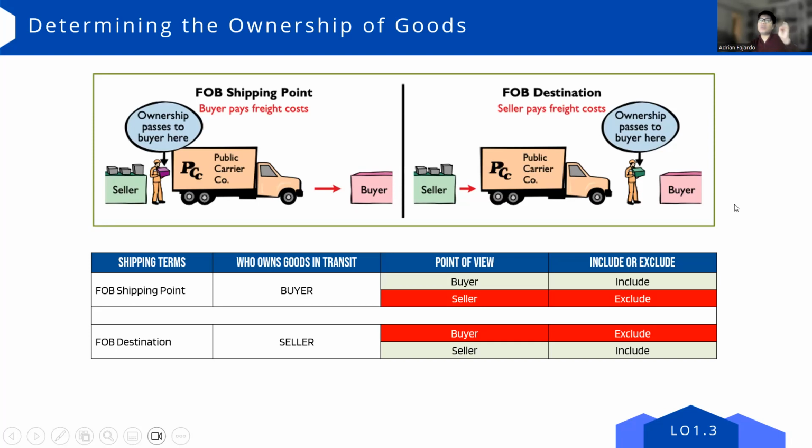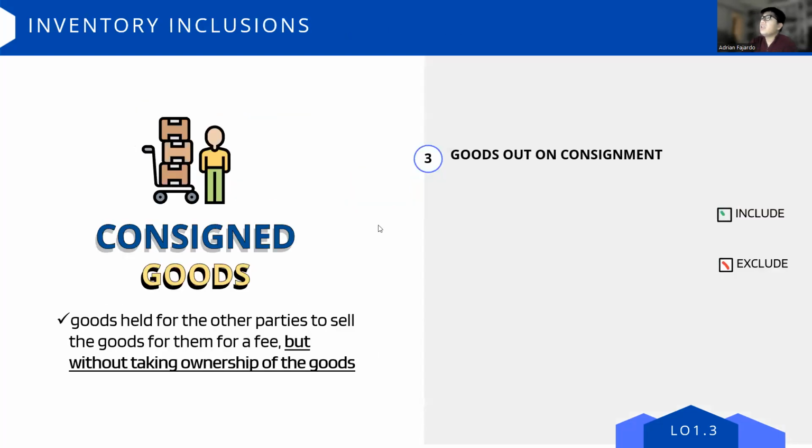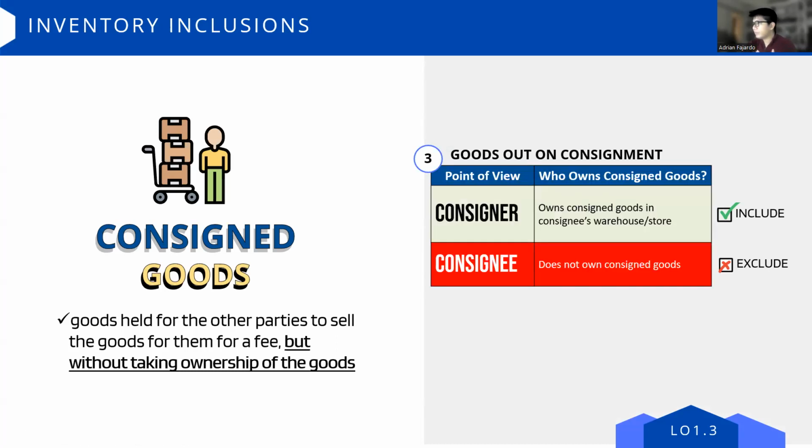Okay, so that's two things na. We're done now with physical count and goods in transit. Number 3 would be consigned goods. So, kanina ko pa mini-mention to. Basically, the consigned goods idea would be goods held for other parties.